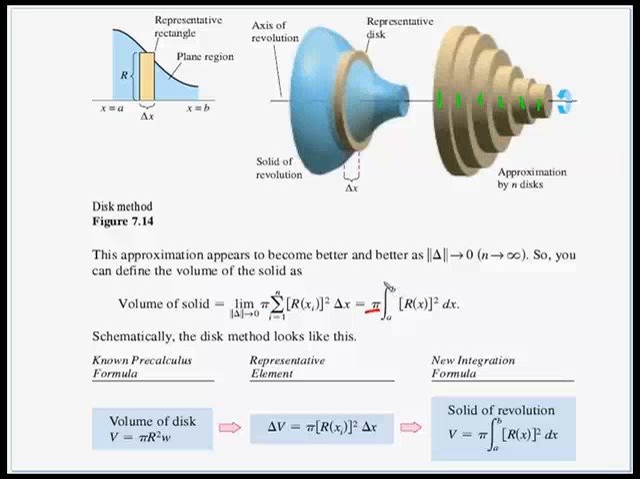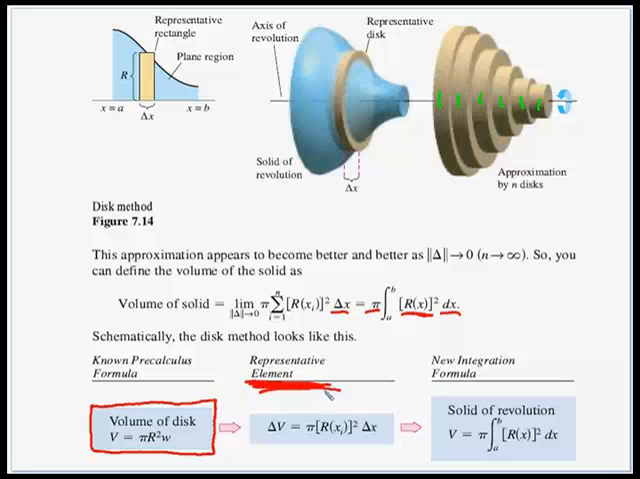The summation becomes our integral sign from a to b. Here is our radius squared, R(x) quantity squared, delta x becomes dx. So we started with the volume of a disk, a simple pre-calc or even geometry formula, pi r squared times its width.